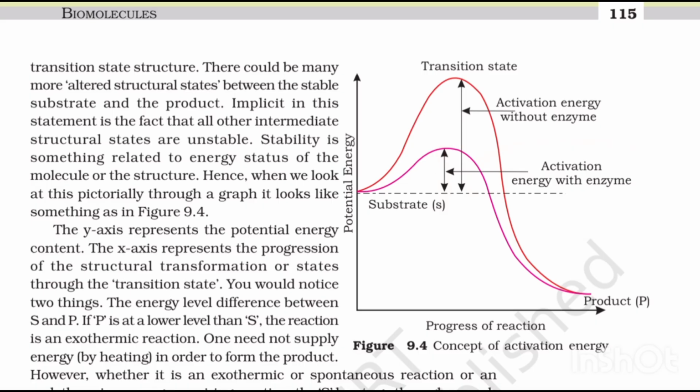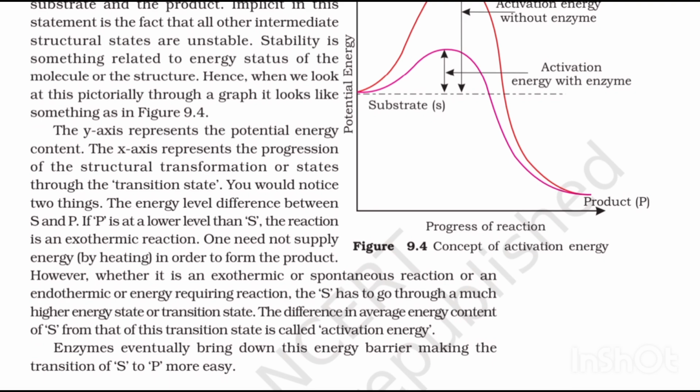So, continuing, the y-axis represents the potential energy content. The x-axis represents the progression of the structural formation or states through the transition state. You would notice two things: the energy level difference between S and P. If P is at a lower level than S, the reaction is an exothermic reaction. One need not supply energy by heating in order to form the product.